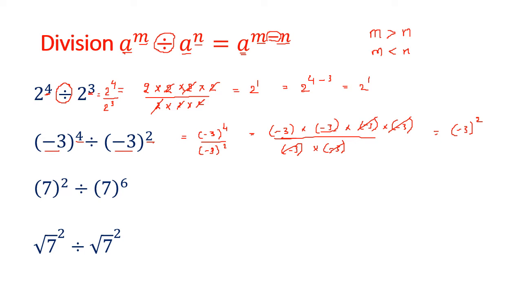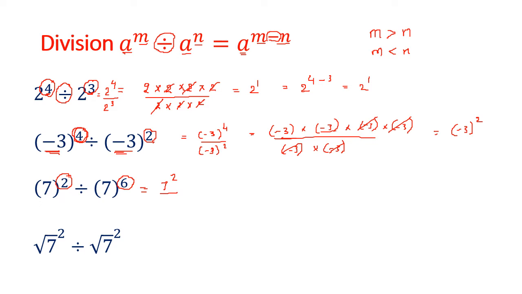So you can also get this by writing minus 3 as the same base and subtracting the powers. So 4 minus 2 gives us minus 3 raised to 2. Now in the third question, you can see that in these first two questions m was greater than n. Here 4 was greater than 2. In the third question it is 7 raised to 2 divided by 7 raised to 6. Here m is lesser than n. So let us see what happens.